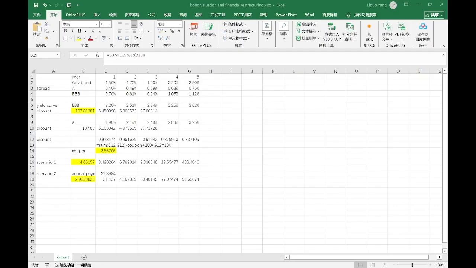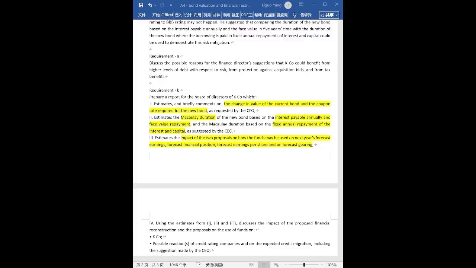Yeah, you see, the duration in scenario two is much less than scenario one. It makes sense because the duration is the weighted average time to receive all cash flows, whereas the maturity is the date the principal is repaid and the bond stops existing, which is the duration of scenario one likely to be. Let's now move on to the next requirement.